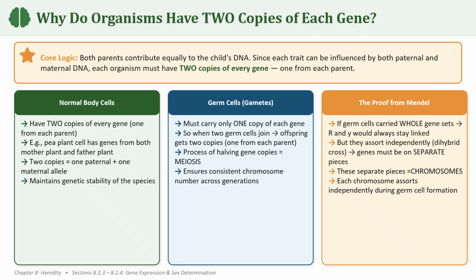Here is a proof from Mendel. If germ cells carried a whole gene set, then R and R would always stay linked. But they assort independently. That is why independent assortment leads to the dihybrid cross. So genes must be on separate pieces, and these separate pieces we call chromosomes. Each chromosome assorts independently during germ cell formation.